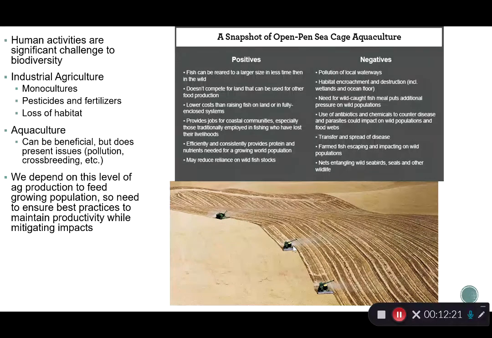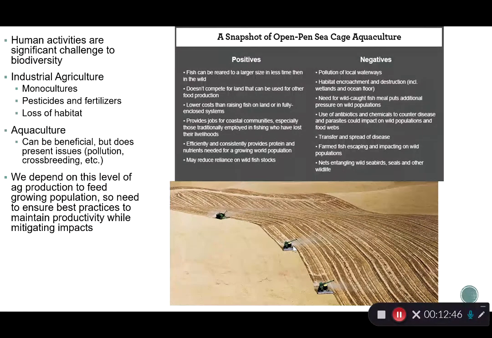So, recognizing that we need to balance food production with maintaining healthy ecosystems and biodiversity is a challenge, but it can be done, and we're smart enough to do that. And most farmers, the overwhelming majority of farmers, are practicing good habits, good practices to minimize their environmental impact as much as possible.